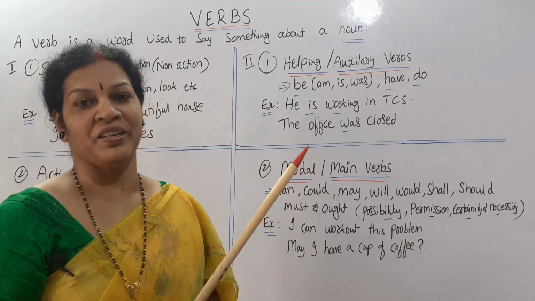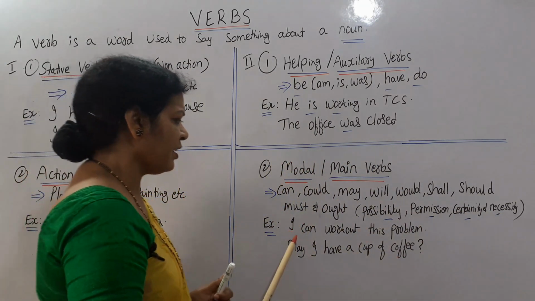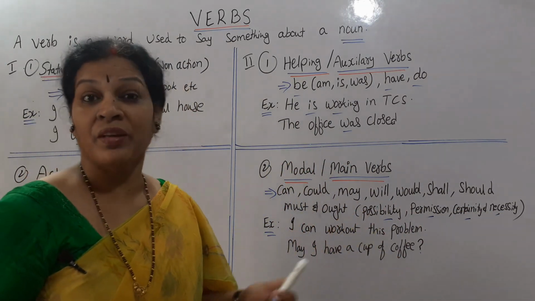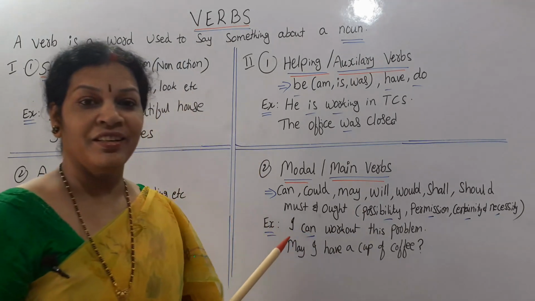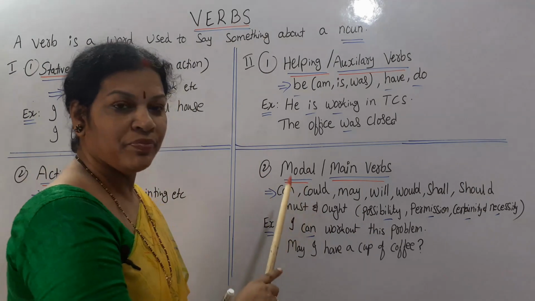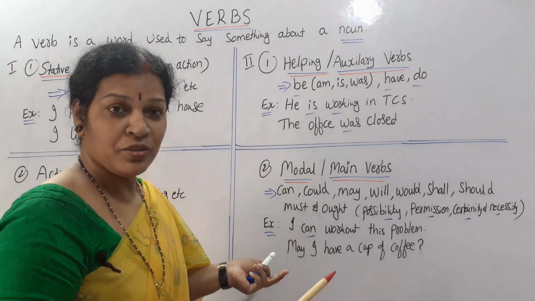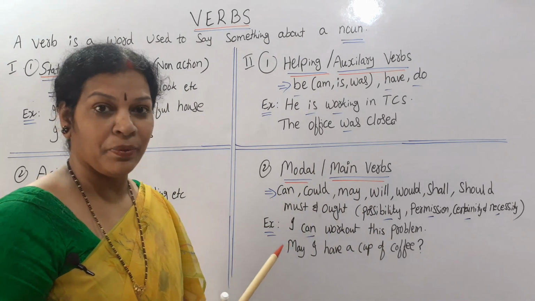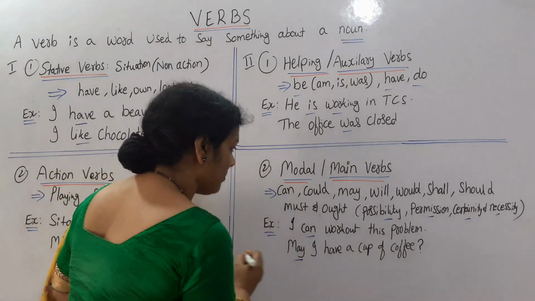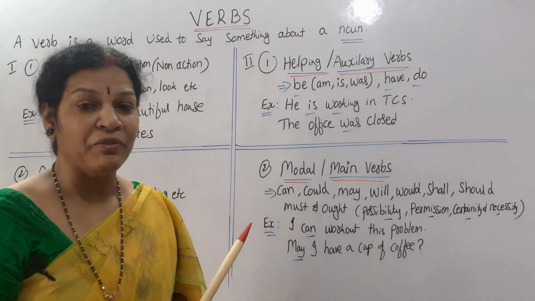Remember, these are very important. Example I have taken here, I can work out this problem. Here, can is a simple modal verb. Can is a modal verb. In the same way, may I have a cup of coffee? Here may is a modal verb or main verb, you can say.